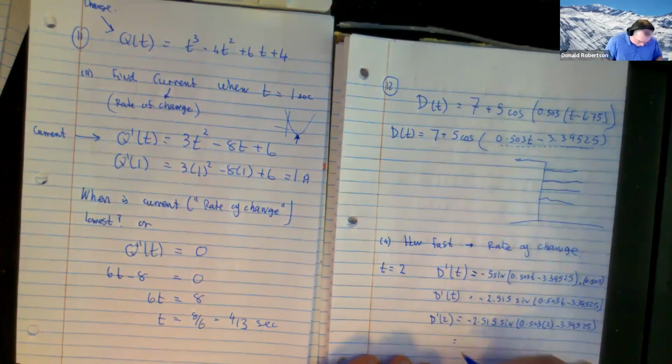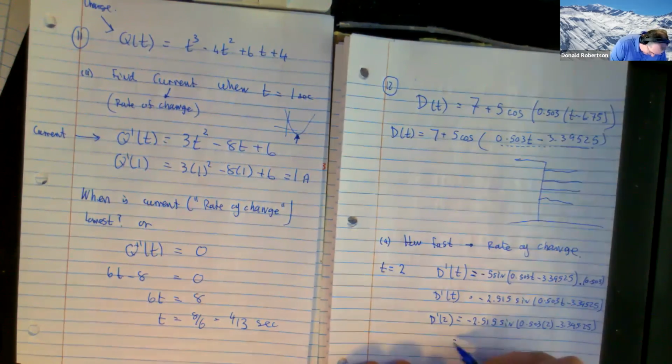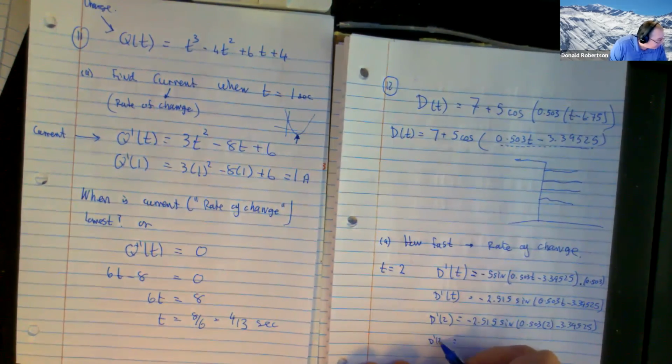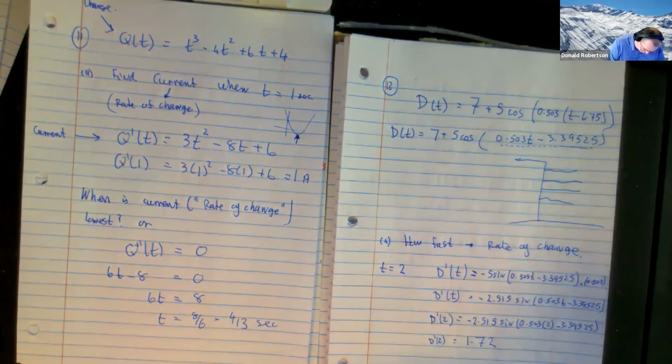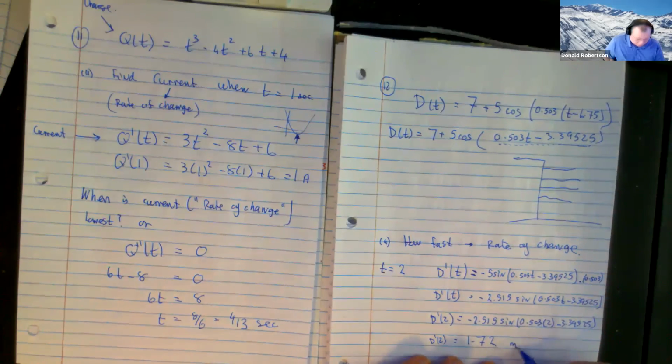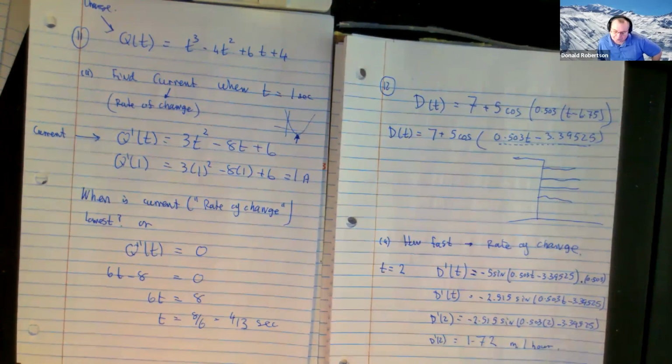You'll hit a whole load of buttons. And I have the answer in front of me, so I'm just writing it down. You get that. And the units are meters per hour. And they tell you that in what the units are. This is rounded off to 2 decimal places.